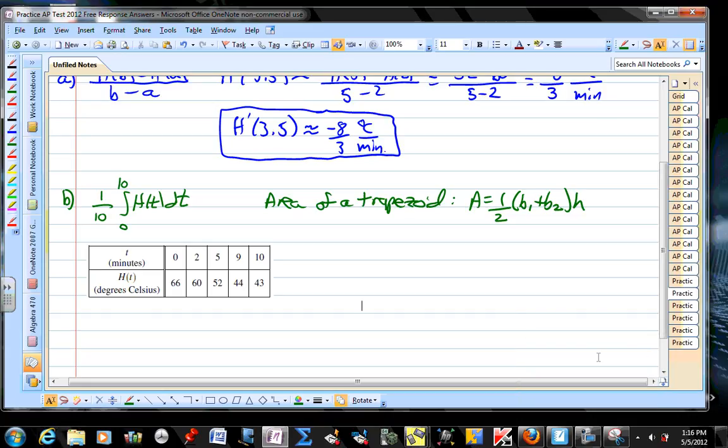Now in part B, they ask us to evaluate this integral, 1/10 times the integral of h of t with respect to t from 0 to 10. So first we should recognize that that's the average temperature. That's going to be the average value of the function h in the time from 0 to 10. And they tell us to use the trapezoidal rule, trapezoidal Riemann sum, with 4 intervals indicated by the table. So let's go to work.